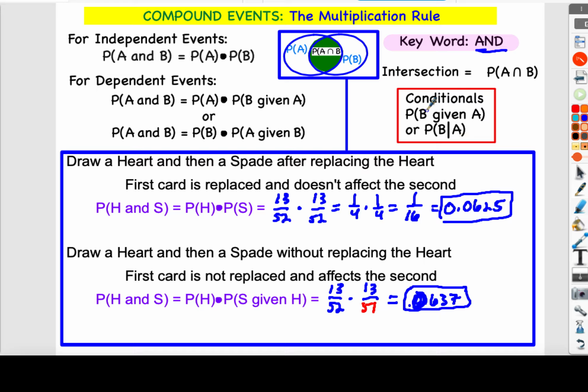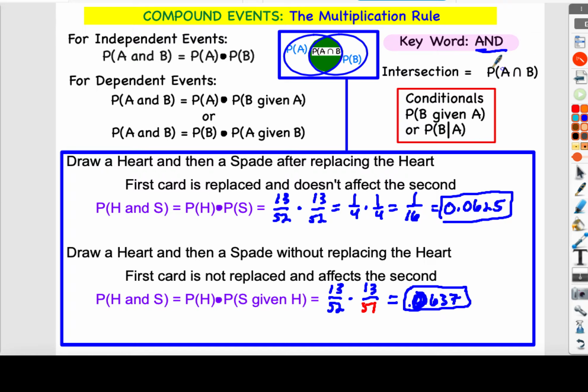A conditional probability is one where the probability of B is found given that A already happened. One way to represent that is with this vertical bar: probability of B given A, if you ever see that symbol. Again, both of these fall into the multiplication rule. Both of them are "and." We're doing two things: draw one card and another one.